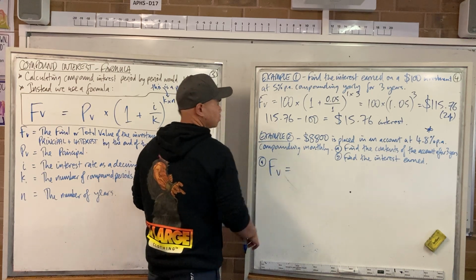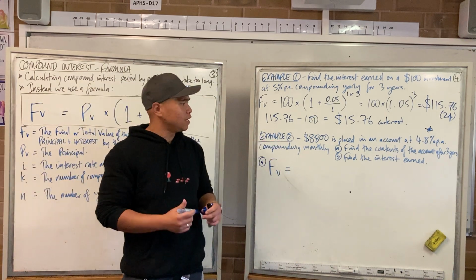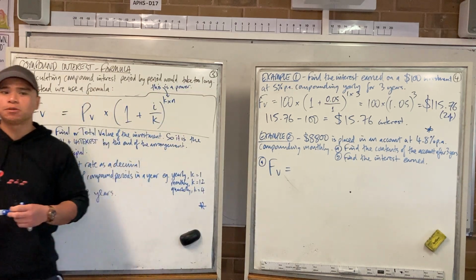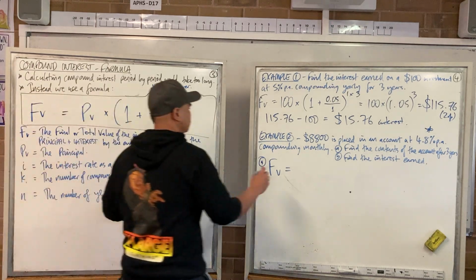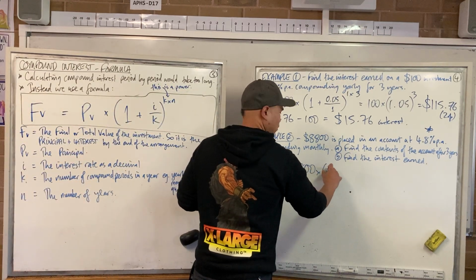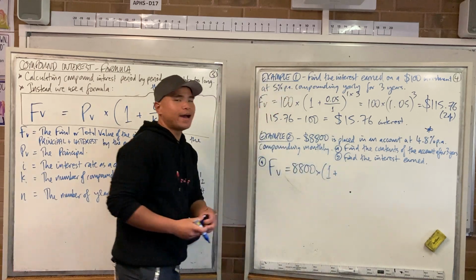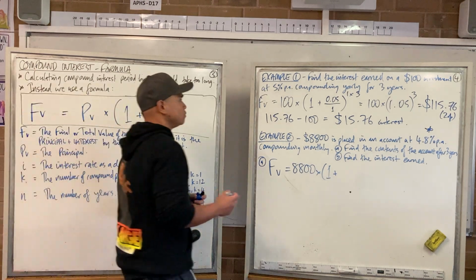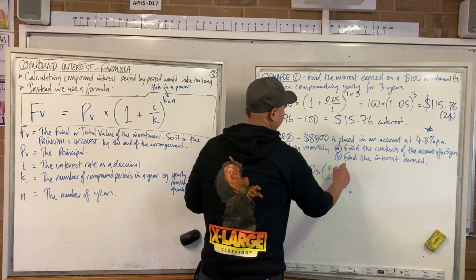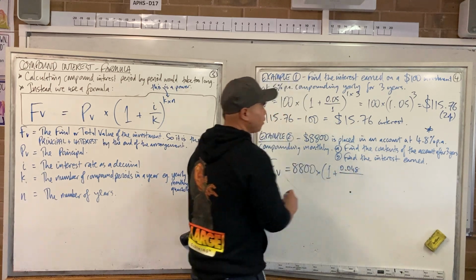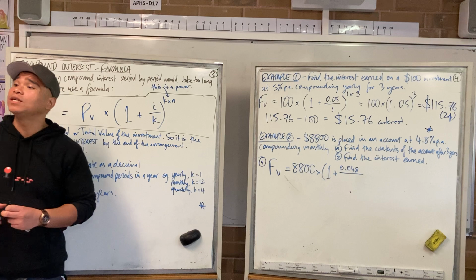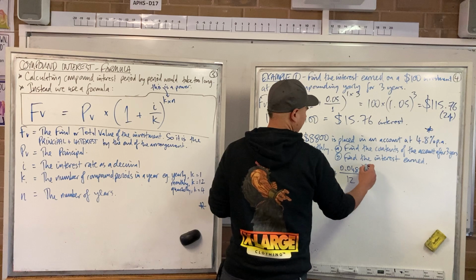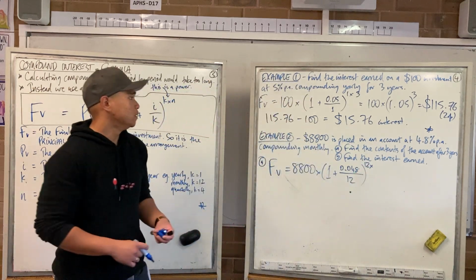A, FV equals. $8,800 is placed in an account at 4.8% per annum compounding monthly. So what's PV going to be? What's the principal? $8,800 times by 1 plus I. I is the interest rate as a decimal. What's 4.8% as a decimal? 0.048. Well done. 0.048 over. Now think. Because it's compounding monthly, so it's going to be over 12, well done, and then times by K to the power of KN, so it's going to be 12 times by 3. All right?